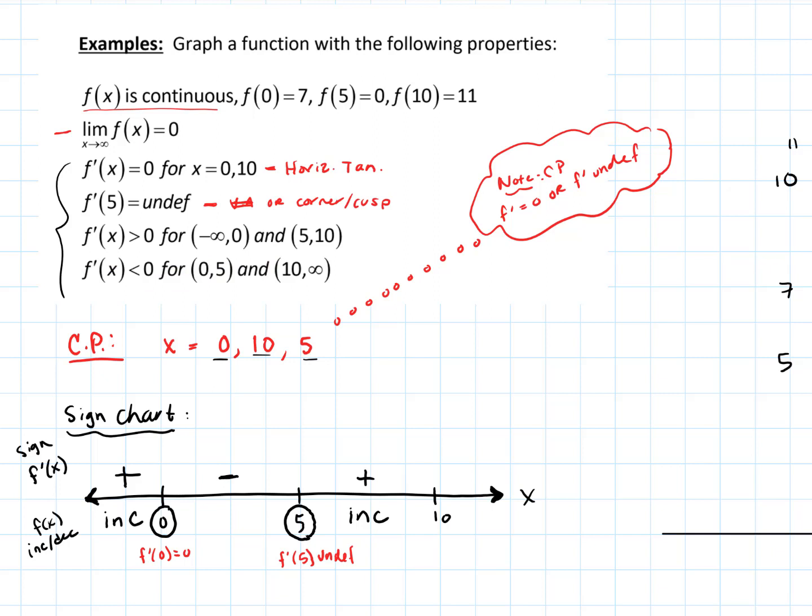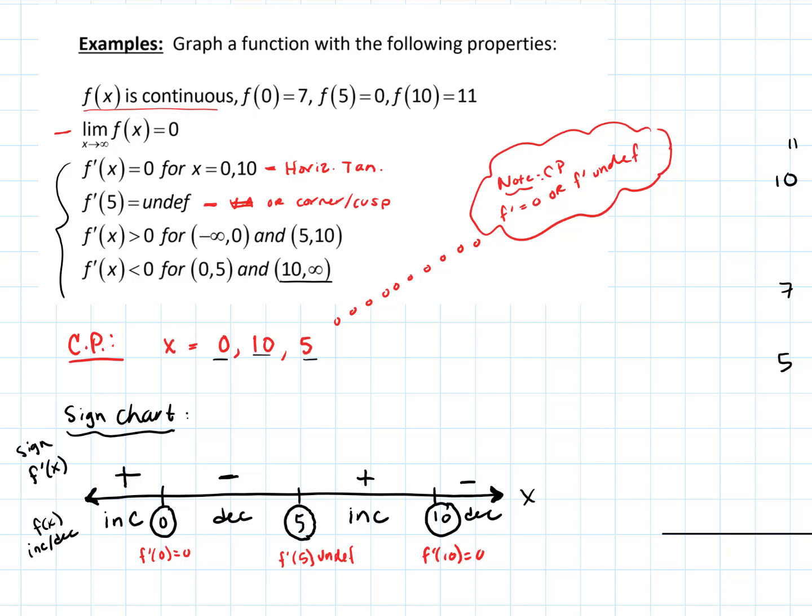Then the very last line says that the derivative is less than 0 from 0 to 5. Less than 0 means negative, which means it's decreasing on that interval. And we also know that it's decreasing from 10 to infinity because the derivative is negative there too. We also know that 10 is another place where we have a horizontal tangent. So we know that f prime of 10 is equal to 0, which means we have that horizontal tangent.